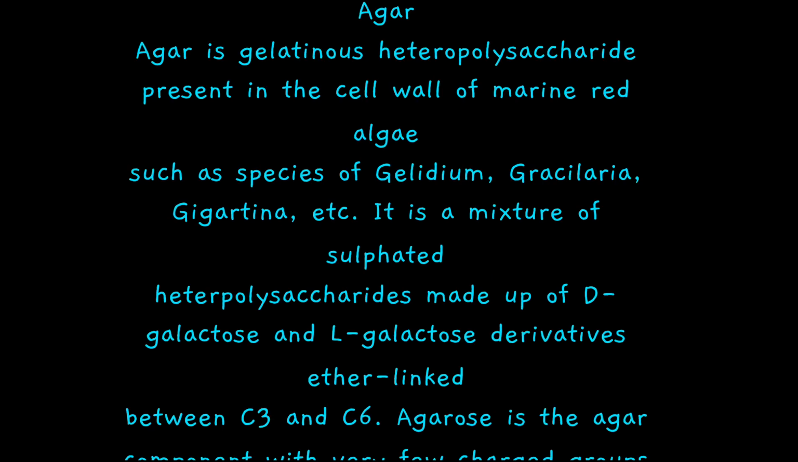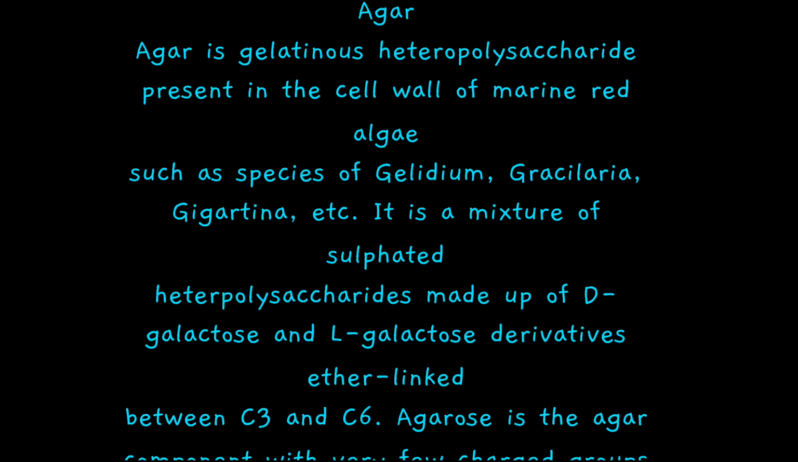We now know about agar. What is agar? It is a gelatinous heteropolysaccharide present in the cell wall of marine red algae such as Gelidium. You can name all the other species of red algae that contain this agar.